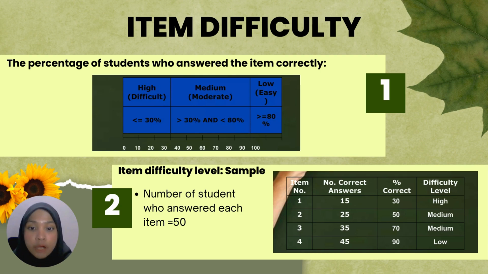Let's assume that the number of students who answer each item is 15. Now, look at item number 1. In item number 1, the number of students who can answer the question correctly is only 15, equal to 30%. So, we will consider that the difficulty of the question is high. Now, look at item number 4. In item number 4, 45 students can answer the question correctly, equal to 90%. So, we will assume that the difficulty level of the question is low.